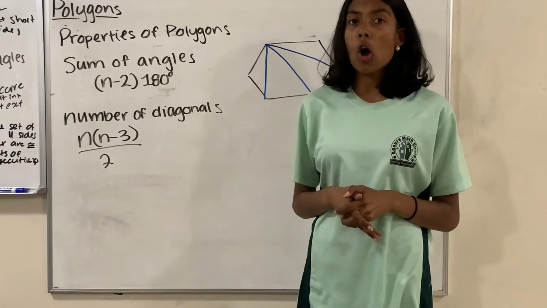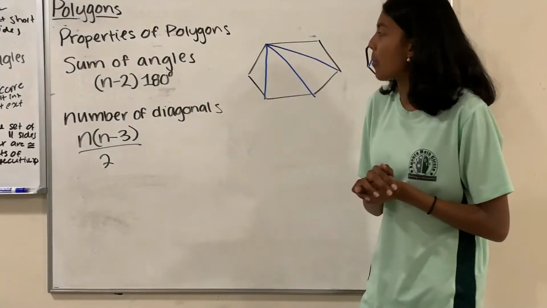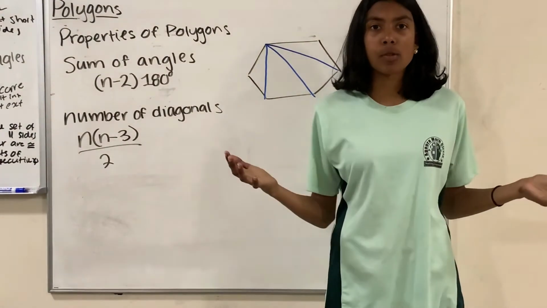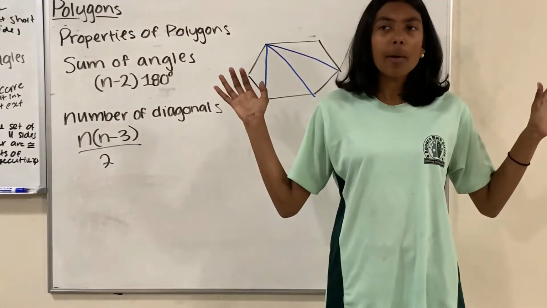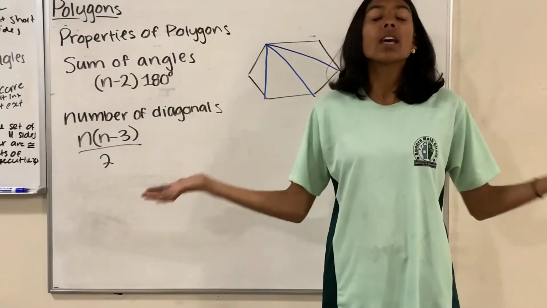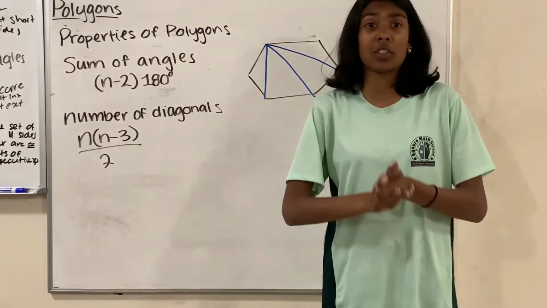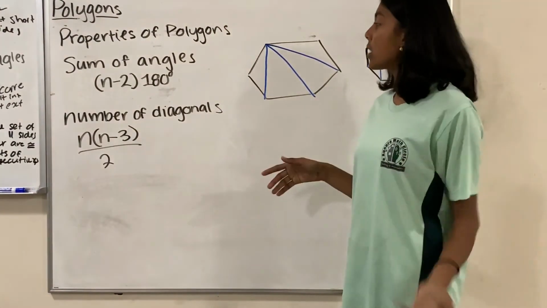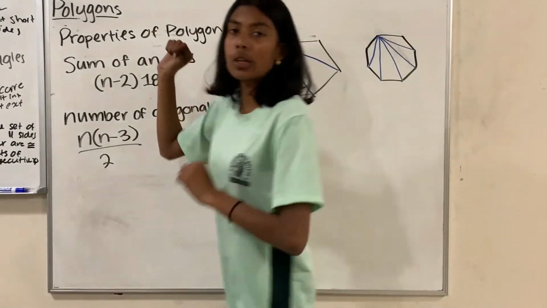Now let's move on to properties of polygons. So let's start off with the sum of angles. The sum of angles has a specific formula, which is n minus 2 times 180. Whenever we're talking about polygons and you're wondering what n means, it means the number of sides or the number of vertices. Anyways, they're the same. So it's n minus 2 times 180. Now you might be wondering, why is that? So I'll show you why.